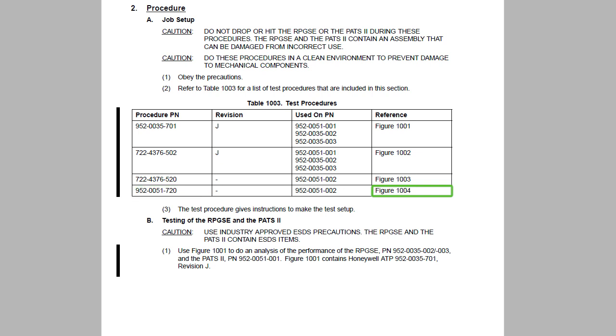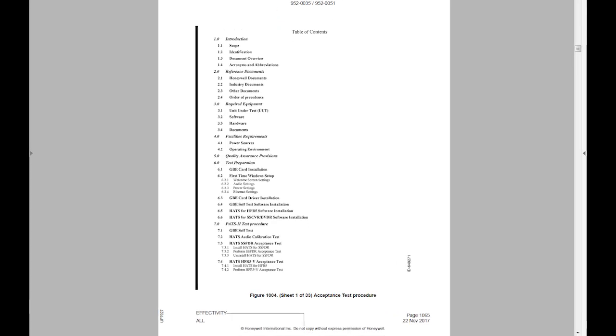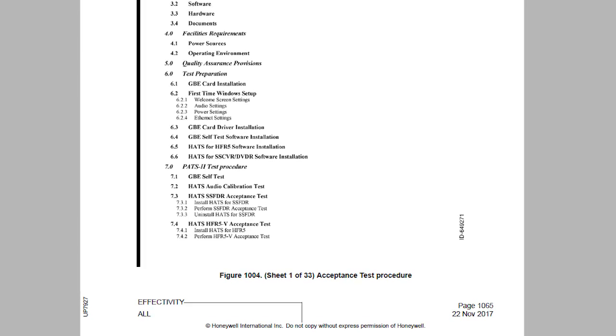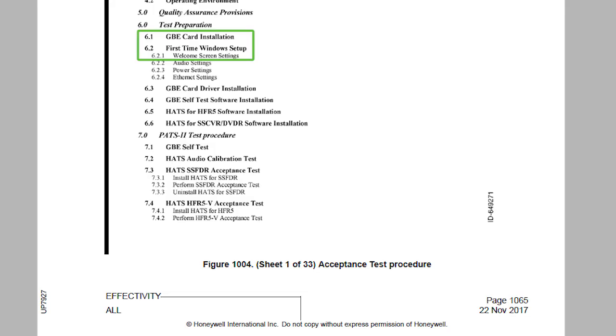Referencing Figure 1004, since your PATS 2 tester has already been configured and tested in the factory, the only section of interest in the verification test is paragraph 6 and 7. Previous steps may be useful in troubleshooting, reconfiguring, or repair of your PATS 2. Paragraph 6.1 through 6.2 have already been installed in the factory, so we will not need to do those. Let's walk through the audio settings.